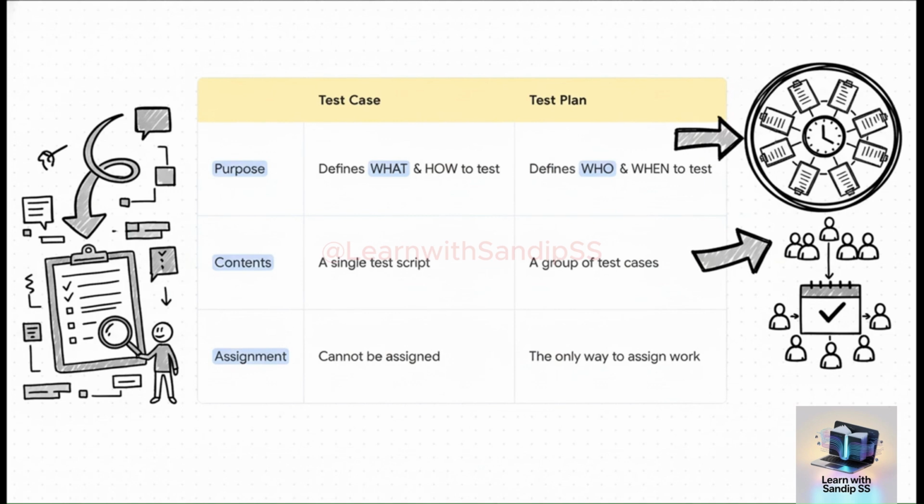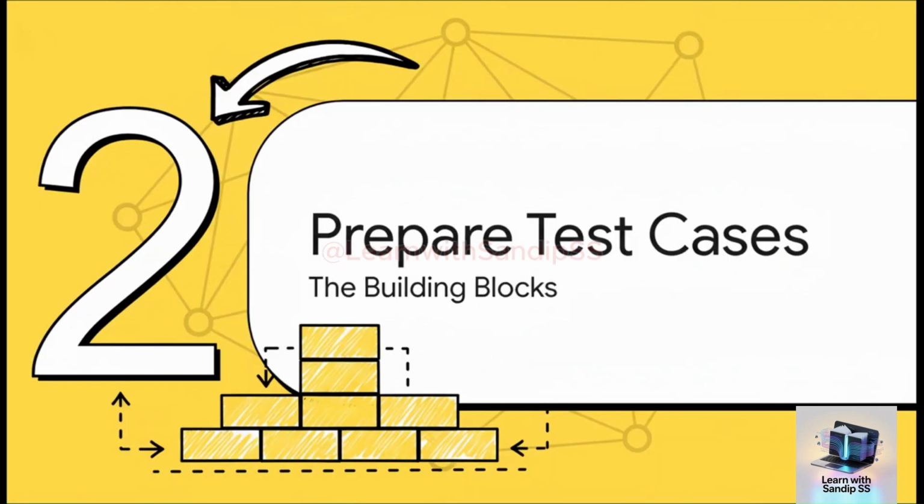Okay, so the very first thing you've got to get your head around is the difference between a test case and a test plan. A test case is all about the what and the how. It's the detailed step-by-step script for one specific test. But a test plan, that's about the who and the when. And here's the key takeaway. You cannot assign a lone test case to a tester. It's impossible. You have to group them into a test plan to actually assign the work out. This is absolutely fundamental.